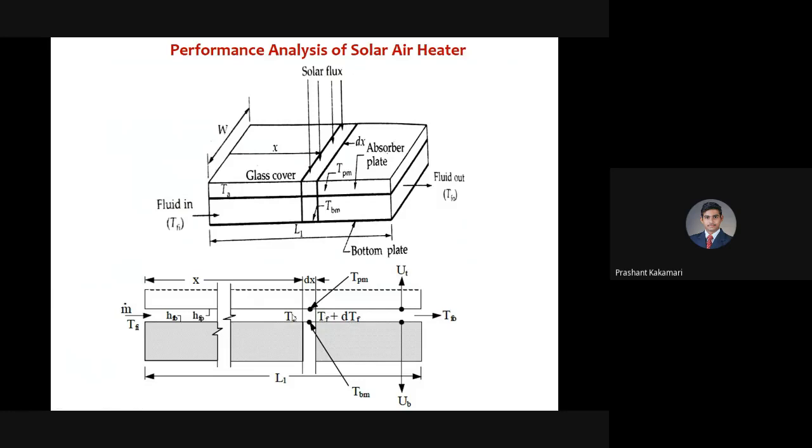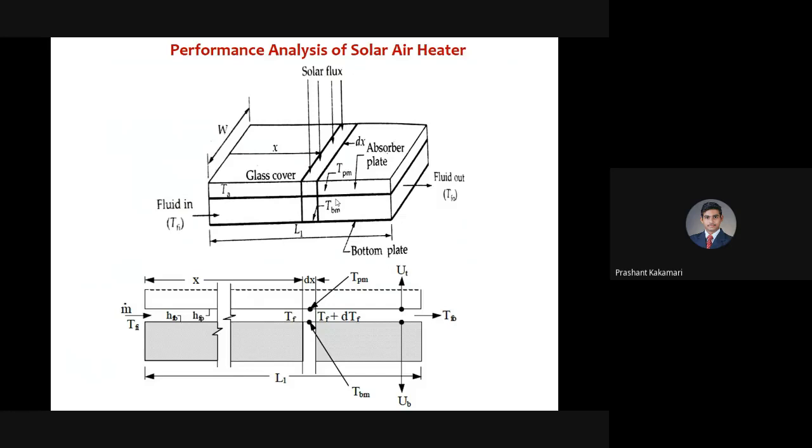Similarly, the mean temperature of the absorber plate is considered as TPM here, or naturally you can consider the plate temperature as TP. And here, the bottom plate temperature, if you consider the mean, I can denote as TBM, or generally, if you consider a local point, I can denote it as TB, the bottom plate temperature. Similarly, all points are shown in the top sketch also. So this is about considering a general solar air heater for the performance analysis.